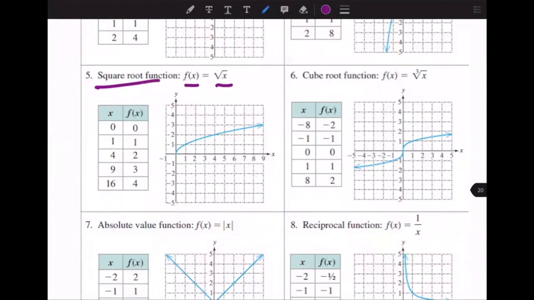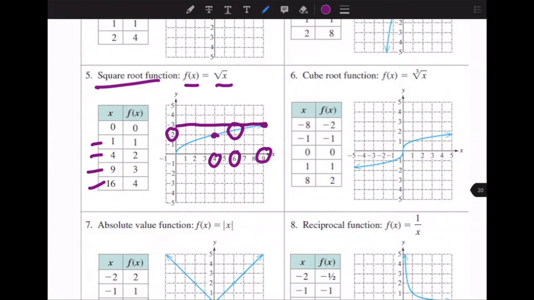So we generally only like to pick x's that have nice square roots when we graph this. That's why you see 0, 1, 4, 9, and 16. If you look over here at 4, the square root of 4 is 2. We don't really want to pick something like 6 because 6 doesn't have a nice square root, so it's difficult for us to graph that. But if we pick 9, the square root of 9 is 3. So you can see that there.